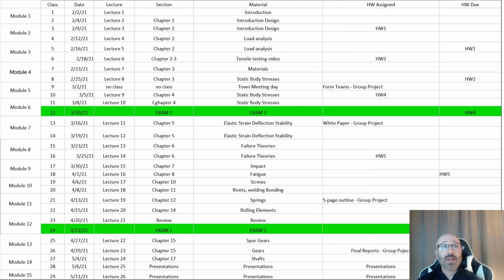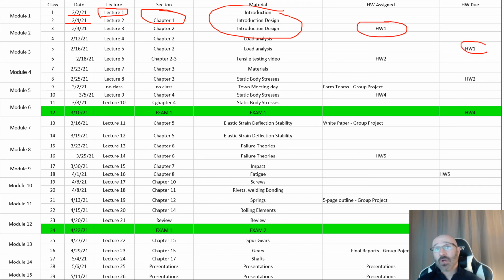So module 1, this date that the material is going to be released, the end of the lecture date right there, what lecture it relates to, what chapter it relates to in the book, what topics are covered within that, and then during those dates, when the homework's assigned, when the homework is due, where your portions of the group projects lie within the semester as well, all the way down to your final reports for the group project and your presentations at the end of the semester.